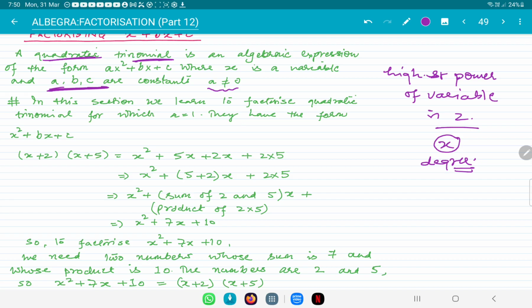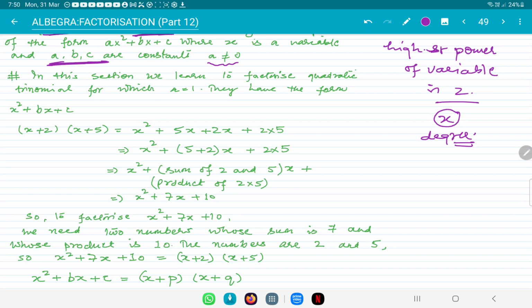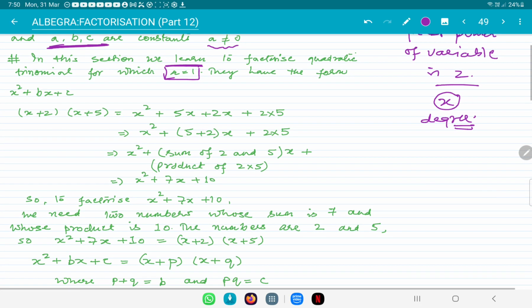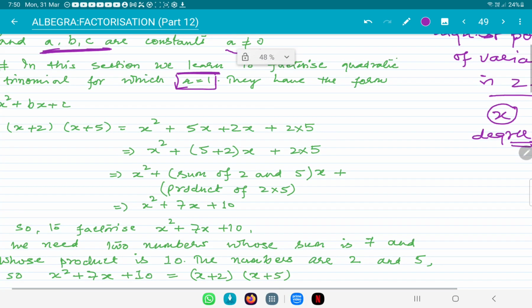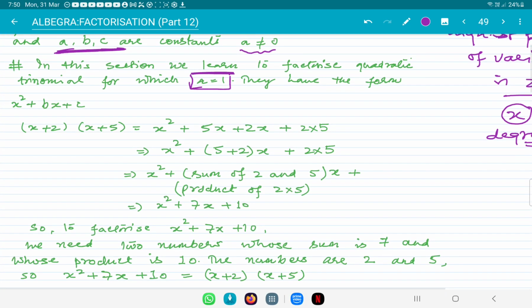And in this section what will we learn? We will learn to factorize a quadratic trinomial where a is equal to 1. Earlier it was ax square plus bx plus c. Now since we are taking a equal to 1, it becomes x square plus bx plus c.